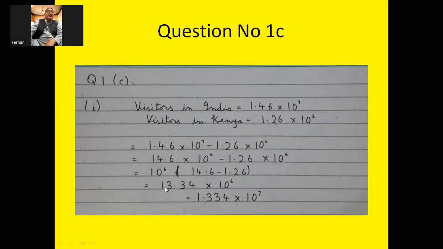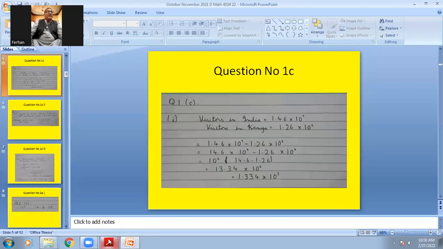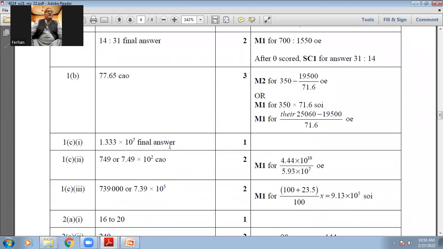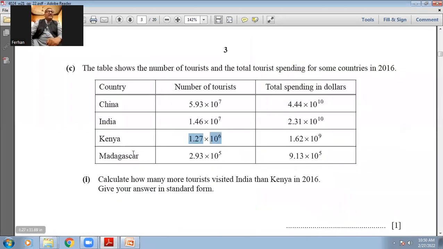Move this decimal one step to this side because we want to give the answer in standard form. So I will have 1.334 x 10^7. That's the difference. 1.33 x 10^7 is the final answer. So our answer is right, sir.